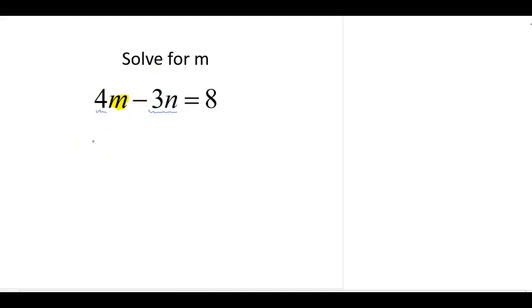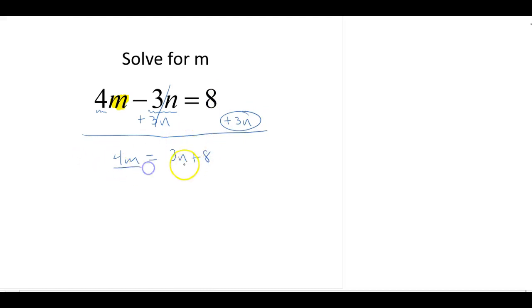Remember, we always undo addition and subtraction first, right? So the term I want to get rid of first here is this 3n. Since it's minus 3n, what I'm going to do is add it to both sides. But here's the thing, 8 and 3n are not like terms, so what I'm going to do is scoot it over. Okay? So now I'm going to get 4m, the 3n's cancel out, equals, I always put the variable first, so it's going to be 3n. Since 8 is positive, we're going to add it.